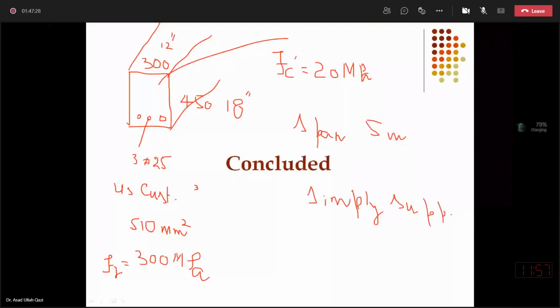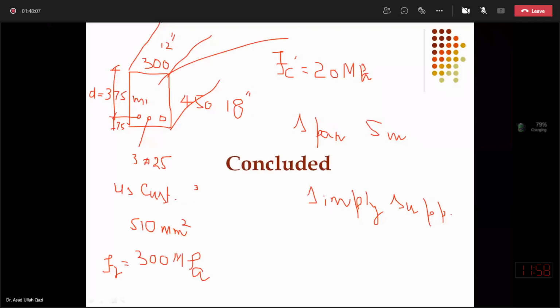Bars are at effective depth from top. We will subtract some cover, concrete cover from below to center of the steel. I subtract 75 millimeter as the cover. So 450 minus 75. So the effective depth of this beam is then 375 millimeter.